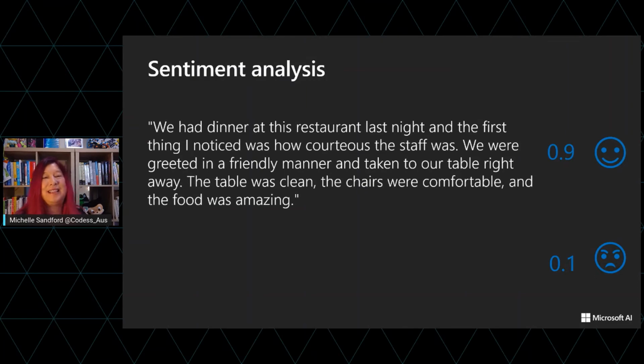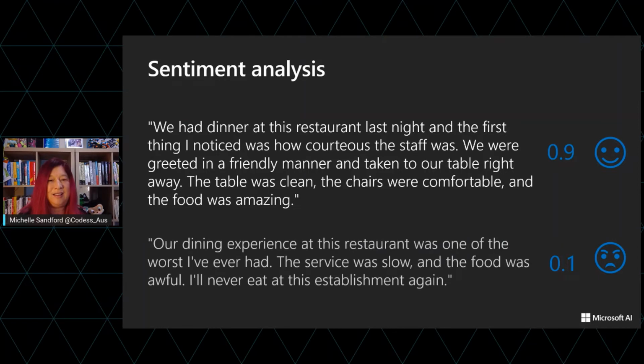Okay, so for sentiment analysis, we had dinner at this restaurant last night, and the first thing I noticed was how courteous the staff was. We were greeted in a friendly manner and taken to our table right away. The table was clean, chairs comfortable, and the food amazing. So this is a 0.9 on the sentiment analysis. It's out of 1, and 0.9 means it's very positive, and the closer it is to 0 would be very negative. Actually, I'll give you the negative one there.